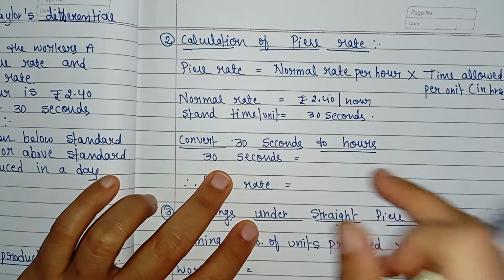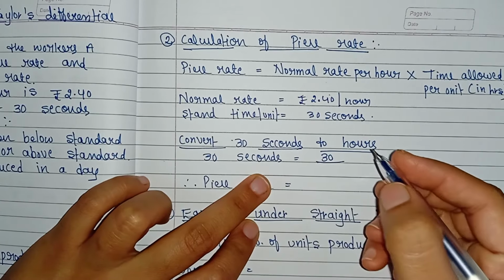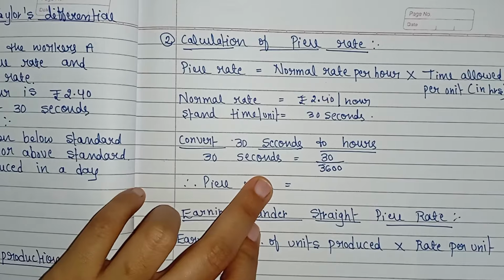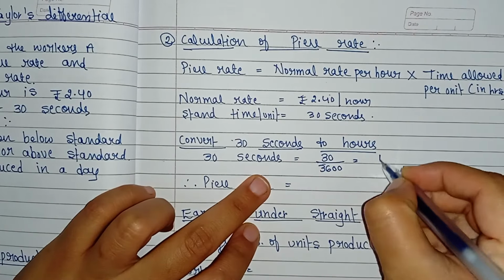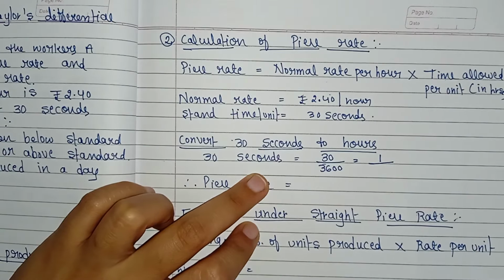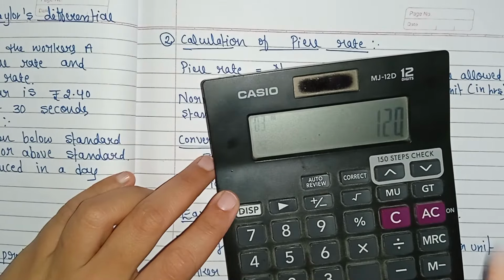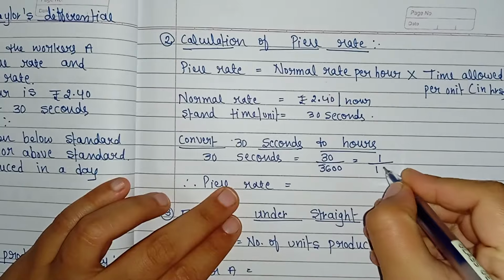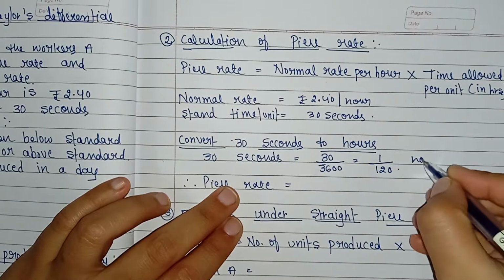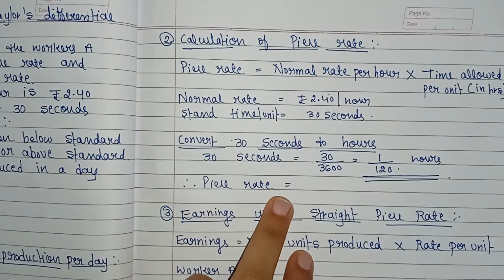How will we convert it? 30 seconds means 30 seconds divided by 1 hour, and 1 hour is 3600 seconds. So it is 30 divided by 3600, and 3600 divided by 30 is 120. So it is 1 divided by 120 hours.